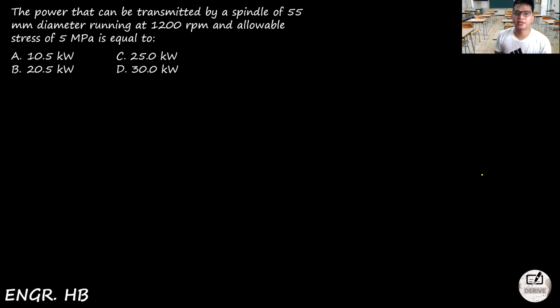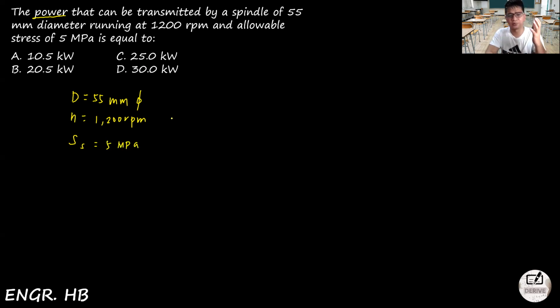The power that can be transmitted by a spindle of 55 mm diameter running at 1,200 RPM and allowable stress of 5 megapascal is equal to... The question is looking for the power that can be transmitted by the spindle, or a shaft, of 55 millimeters diameter running at 1,200 RPM, and allowable shear stress of 5 megapascal.